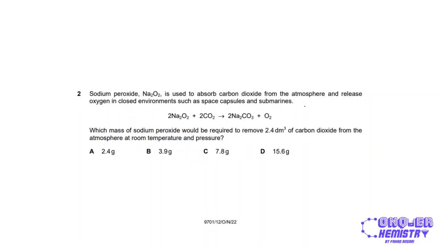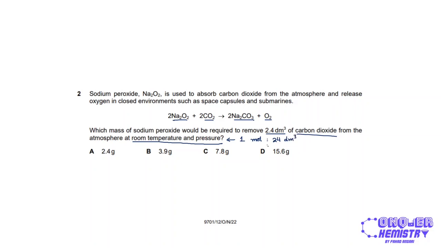So now moving on to a moles question. So we have sodium peroxide over here reacting with carbon dioxide to give you sodium carbonate and oxygen gas. Now the question says, which mass of sodium peroxide would be required to remove 2.4 cubic decimeters of carbon dioxide from the atmosphere at room temperature and pressure? So whenever room temperature and pressure comes up, we know that 1 mole of a gas, any gas, is going to occupy 24 cubic decimeters.